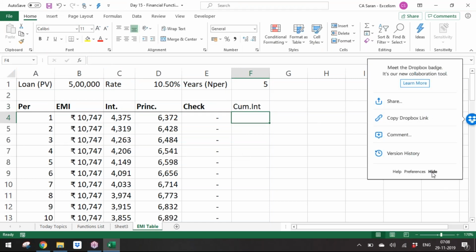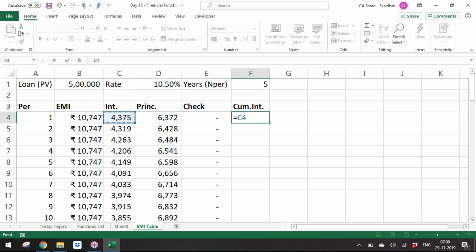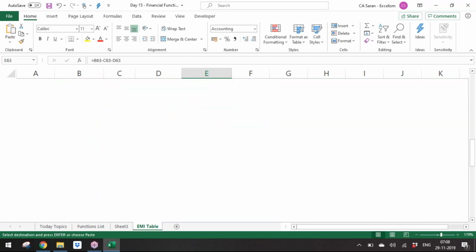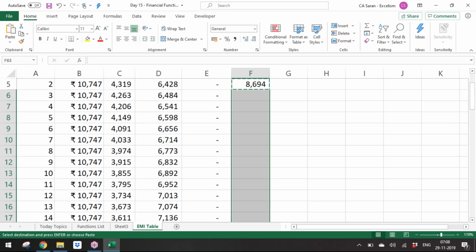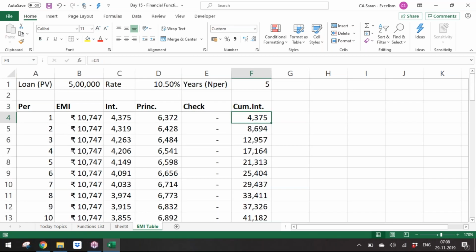To calculate cumulative interest, why should I go for CUMIPMT? Even manually, I can do that, right? Manually, how do you generally do this? Generally, we put this, then above cell plus this cell, then copy and paste. Friends, I don't prefer these types of formulas because there are a couple of standards we need to maintain if you want to maintain the best spreadsheet.